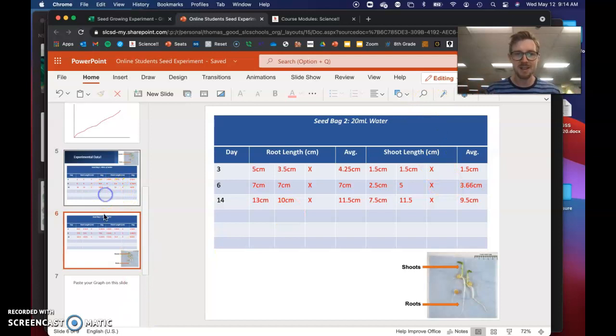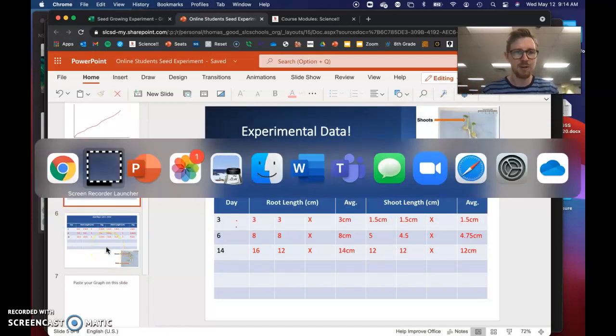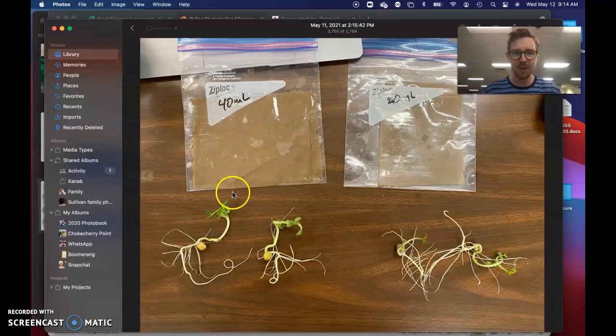So this is our data, and for those of you who haven't seen it, this is what the end result looked like. Our bag with 40 milliliters of water, so lots of water, and 20 milliliters of water. These are the 2 seeds that were in this bag. These are the 2 seeds that were in this bag. So that kind of gives you a visual idea of how the seeds turned out.